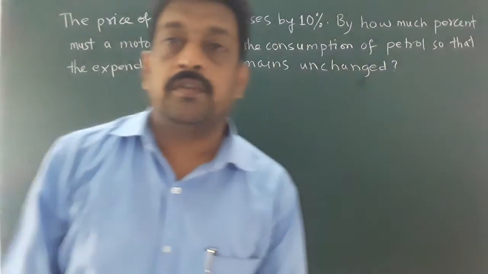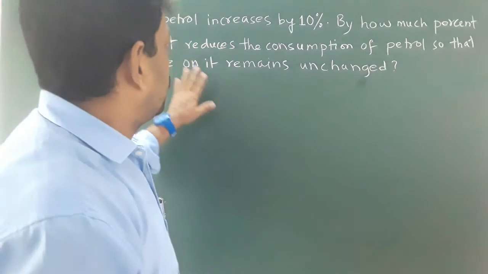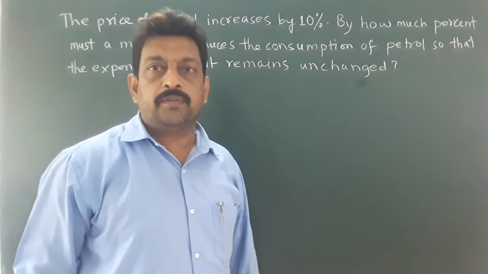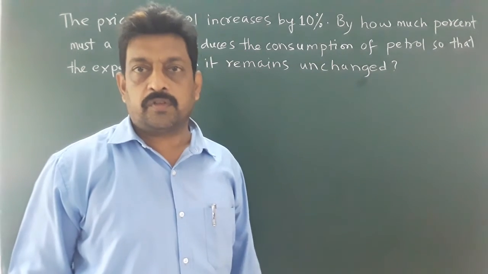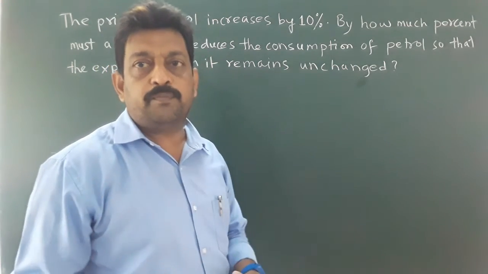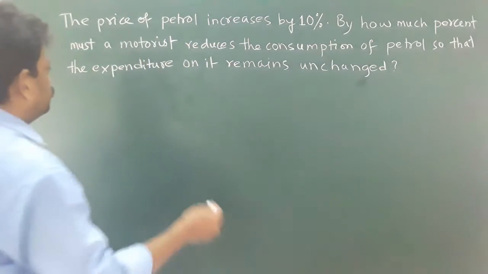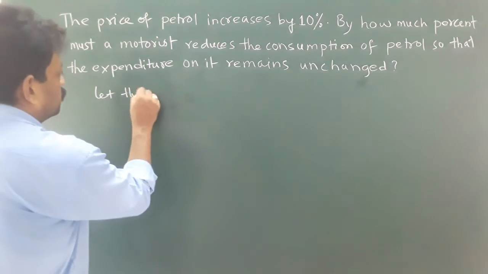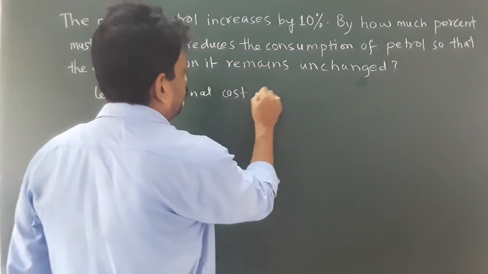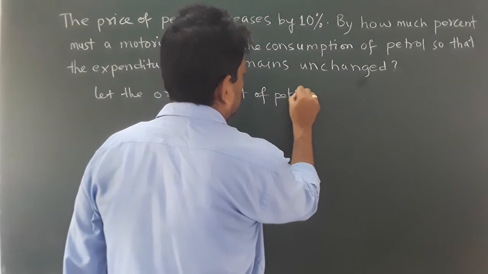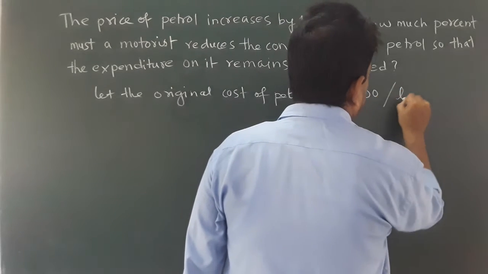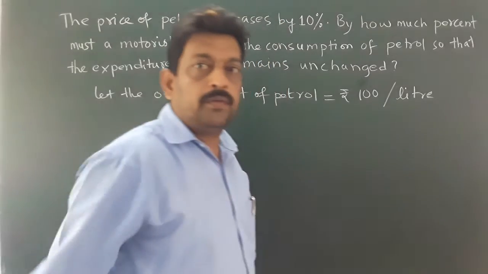This is a very good question. As you can see from the language of the question, the price of petrol has gone up, so the motorist has to reduce his consumption. We have to find how much is the reduction and how much percent that is. So first of all, as I have told you, let the original cost of petrol equal rupees 100 per liter.